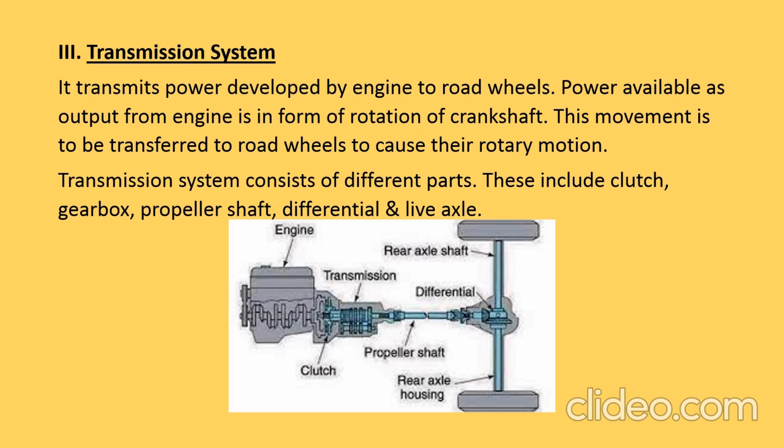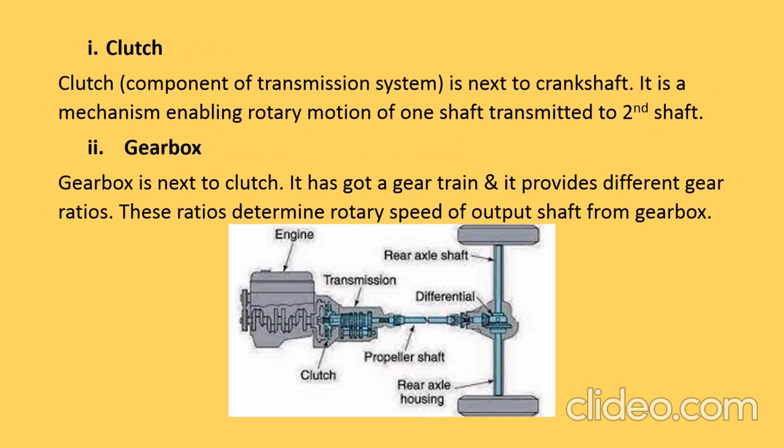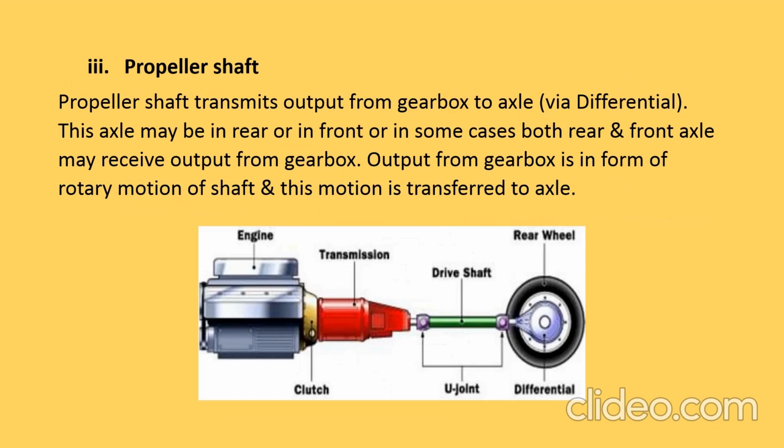Clutch. The clutch, that is a component of the transmission system, is next to the crankshaft. It is a mechanism enabling the rotary motion of one shaft to be transmitted to a second shaft. Gearbox. The gearbox is next to the clutch. It has a gear train and it provides different gear ratios. These ratios determine the rotary speed of the output shaft from the gearbox. Then propeller shaft. The propeller shaft transmits the output from the gearbox to the axle via the differential.